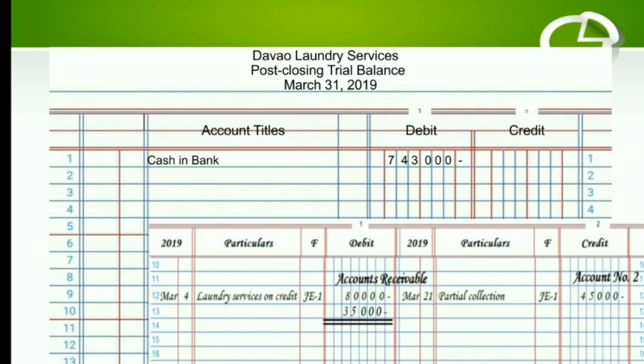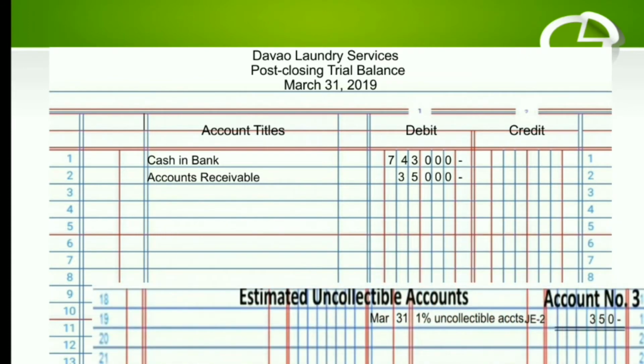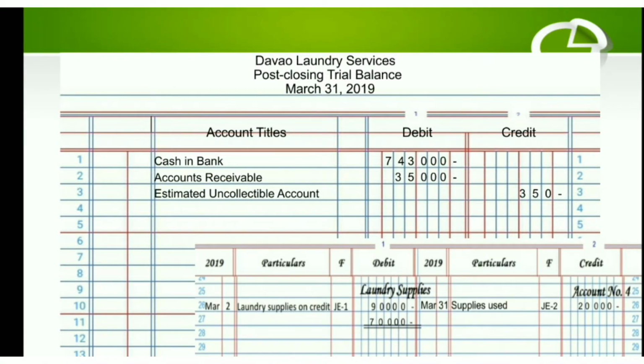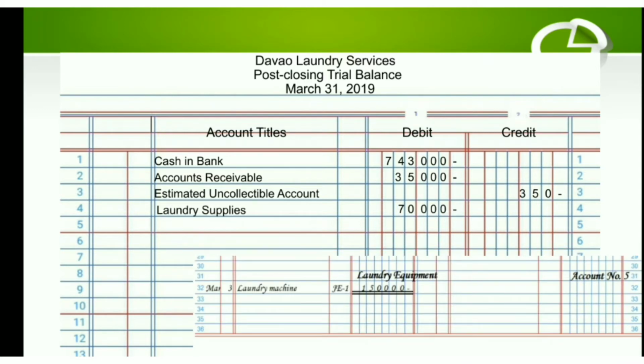Next, we have accounts receivable with a debit balance of 35,000 pesos. Ayan. And then followed by estimated uncollectible accounts of 350 pesos credit. So, kopyahin natin 'to. We have estimated uncollectible accounts. And since credit, lalagay din natin yung amount sa credit column. Ayan, 350. Next is laundry supplies with a debit balance of 70,000 pesos. And then followed by laundry equipment with 150,000 pesos debit.